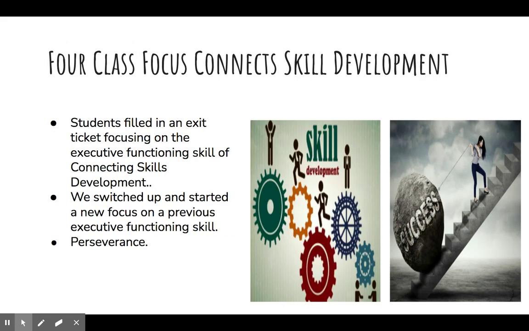Our four-class focus was on connecting skill development. We finished that up and did an exit ticket earlier in the week. And then we switched up and started a new focus on a previous executive functioning skill, perseverance.